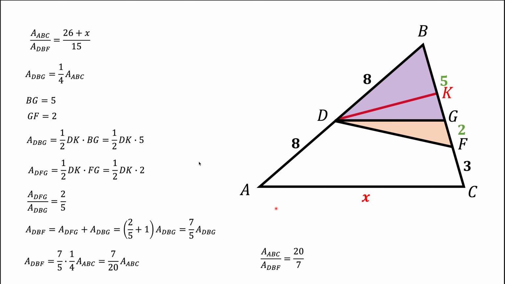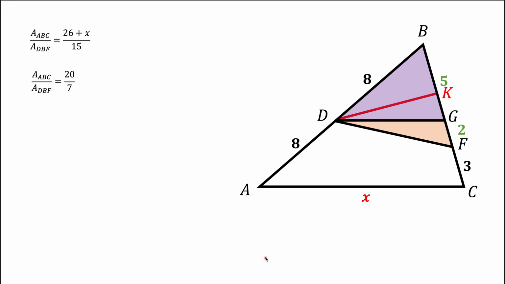So now we have two formulas that are supposed to give us the same result. So from these two formulas, we can find x by equating the right-hand sides and solving this linear equation by multiplying both sides by 15 first and subtracting 26, and then simplifying the right-hand side to find the final answer.